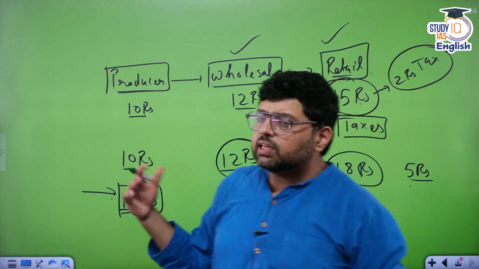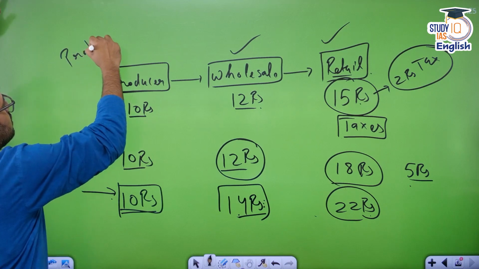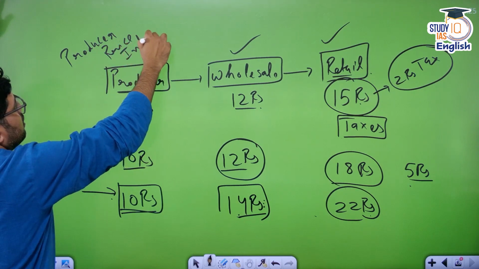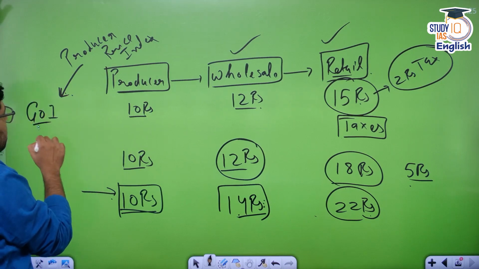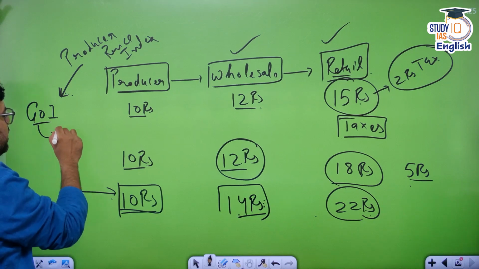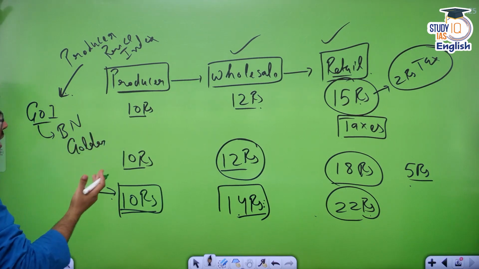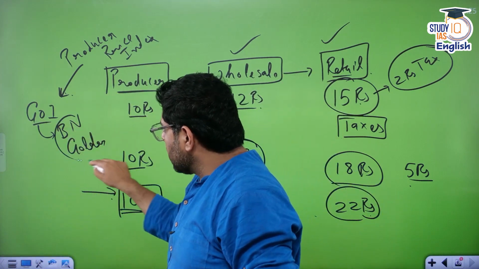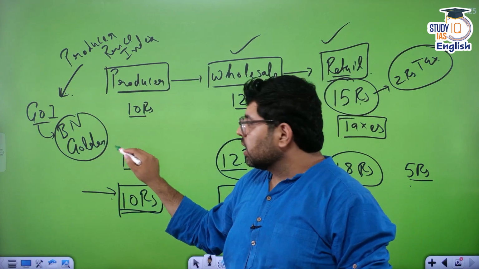Now with respect to PPI, that is producer level, or you can say producer price index, the government of India has set up one committee. Can anyone tell me what is the name of the committee? That is a committee which is headed by B.N. Goldar. So maybe there can be a pronunciation error, but the spelling is Goldar. Okay, B.N. Goldar committee.